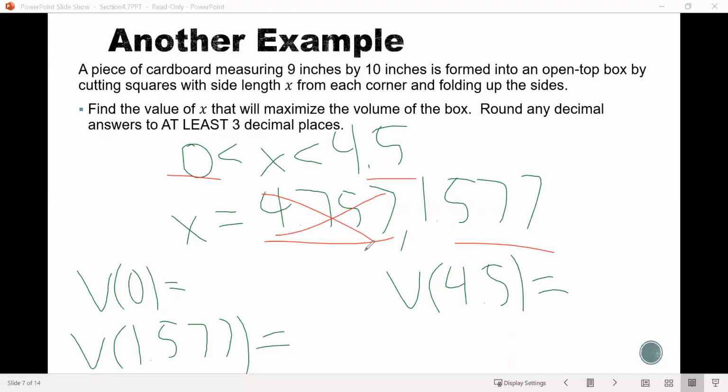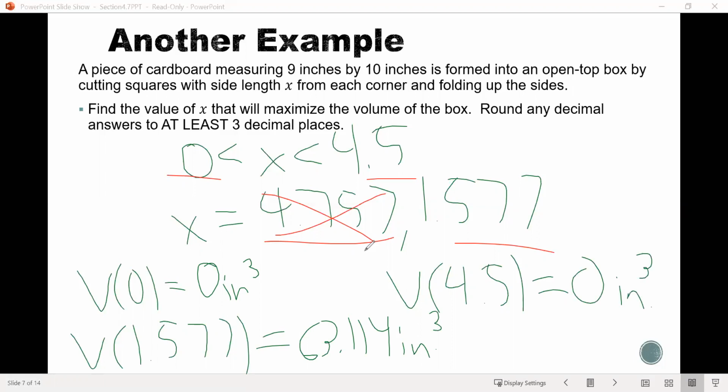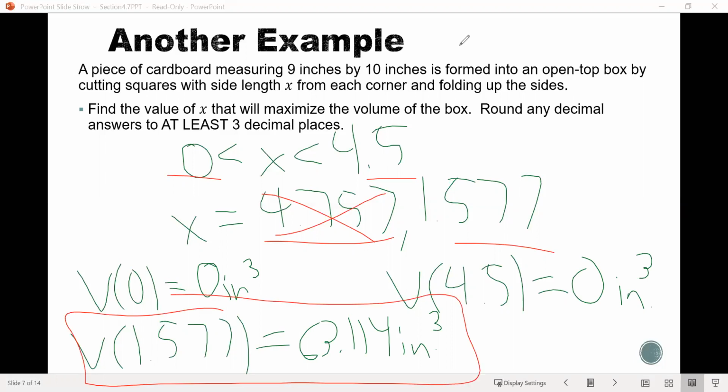After putting each of those values in the calculator, we get that this is 0 inches cubed. This one is 63.114 inches cubed. And then the 4.5 also gives us 0 inches cubed. So we see from that that our maximum is going to occur when x equals 1.577.